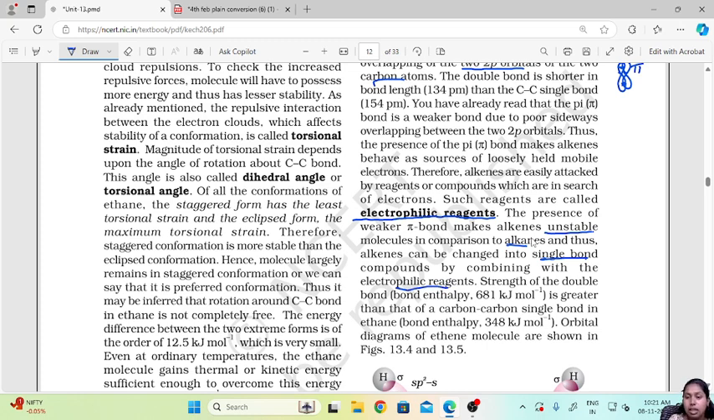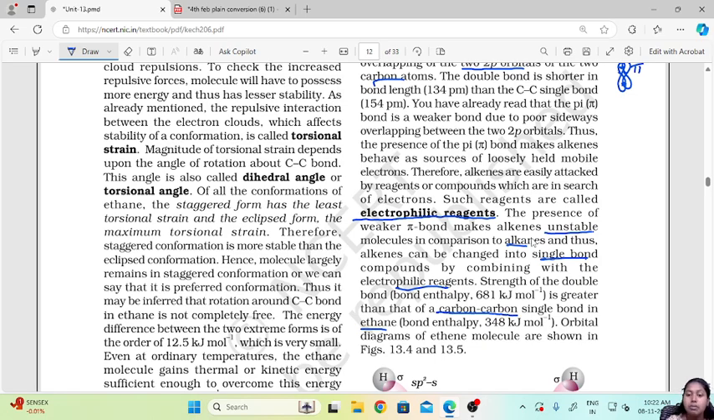Now the strength of the double bond, or bond enthalpy, is greater than that of a carbon-carbon single bond in ethane. The bond enthalpy, the energy that is required to break the bond, is greater than that of the carbon-carbon single bond in ethane. So the strength of the double bond is greater than the carbon-carbon single bond in ethane.